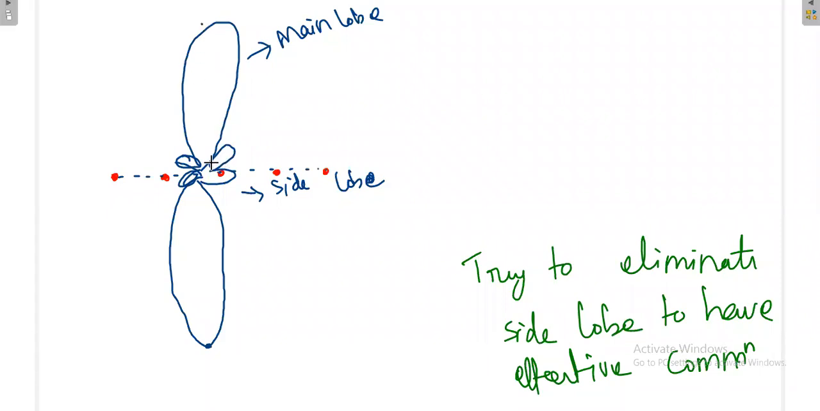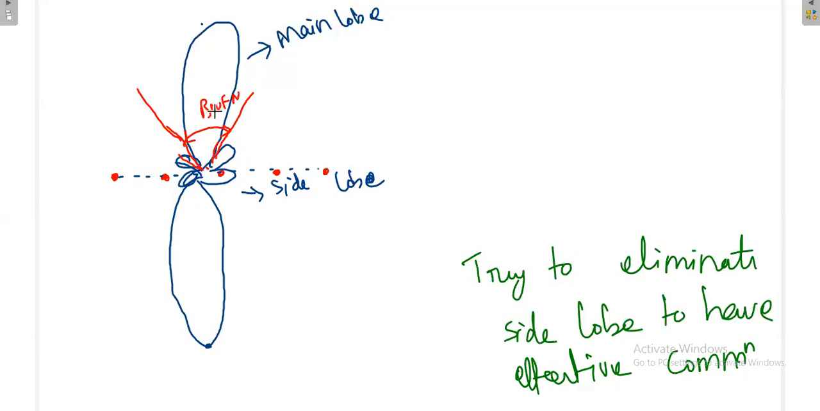When I go from here, I am getting first nulls here. This is my first null. When I go like this, I am getting nulls. This is called beam width between the first null, because if I go further, I am getting other nulls, but those are not the nulls created from the main lobe. That's the null created from the side lobe. That means you stand in the direction of maximum radiation and move to either side; definitely you will find a null. That null is called the beam width between the first null.